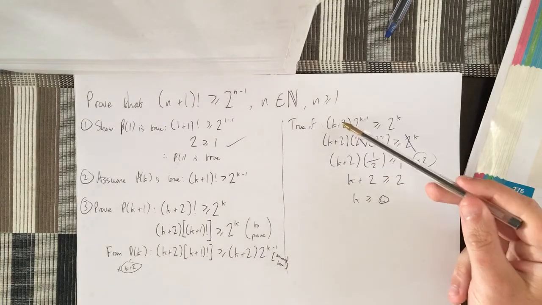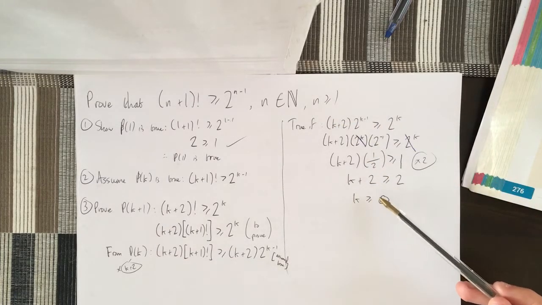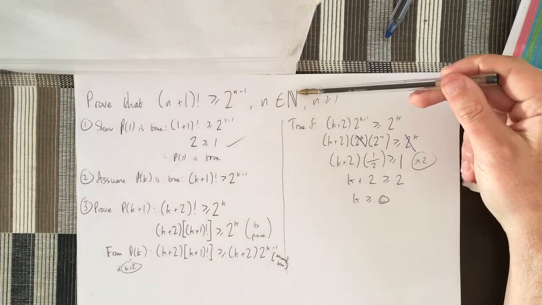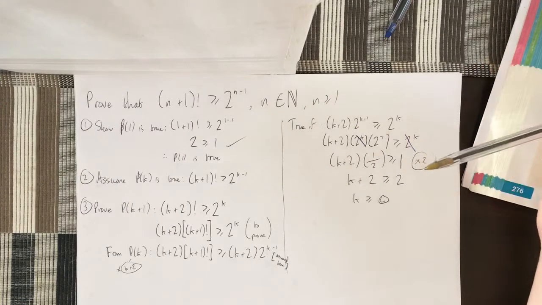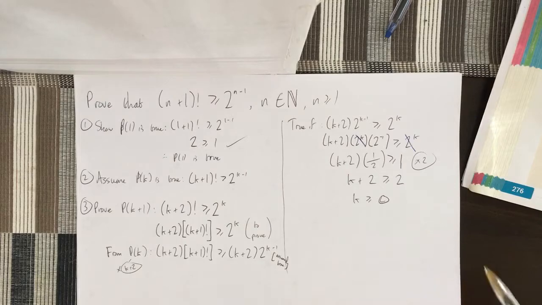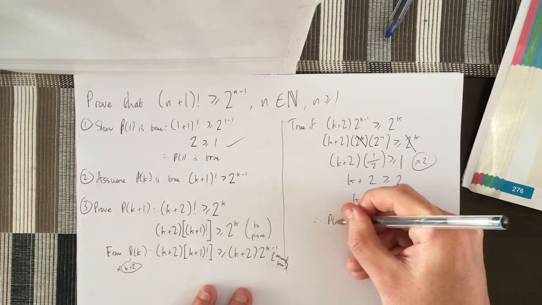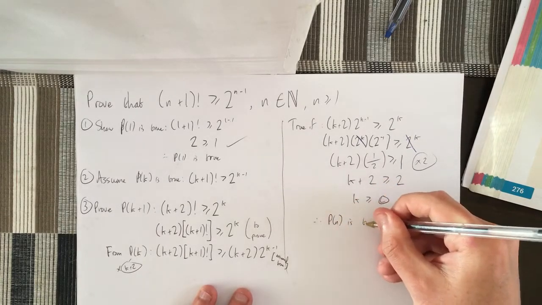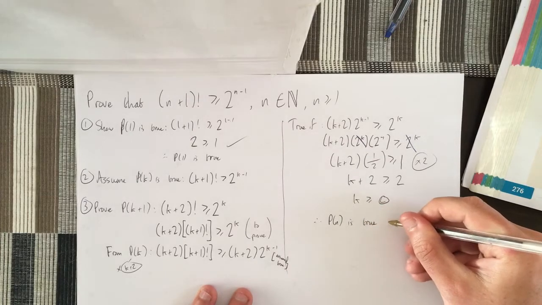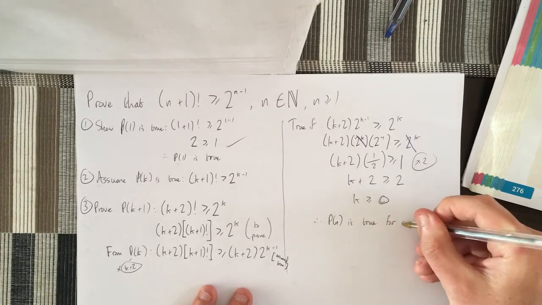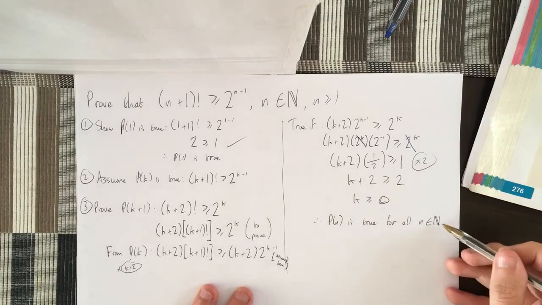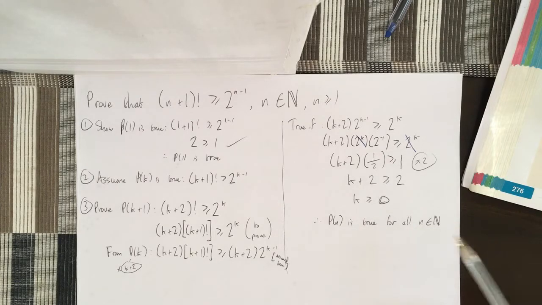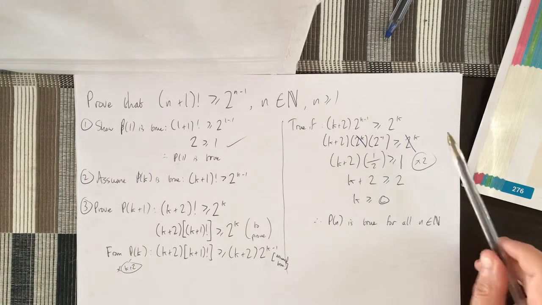So this is true if k is greater than or equal to 0. I'm only trying to prove it for natural numbers, so numbers greater than or equal to 1. So it's done. Okay, so therefore P(n) is true for all natural numbers. So you can put in n greater than or equal to 1 there, but you don't have to, because that's just what natural numbers are. That's where they start.